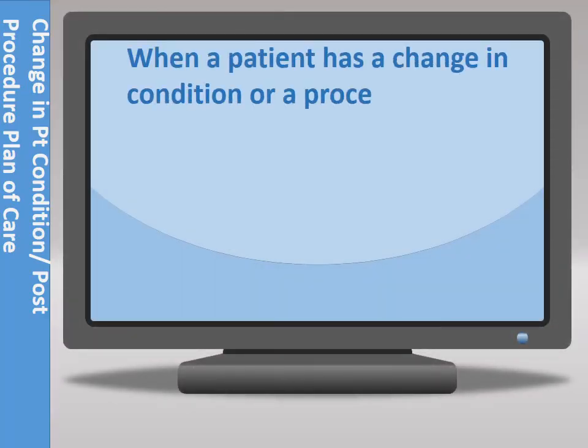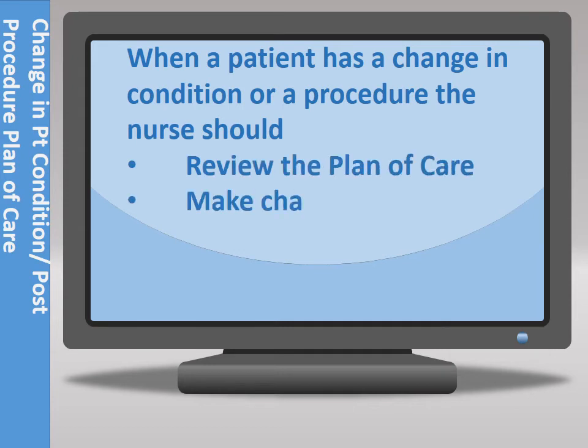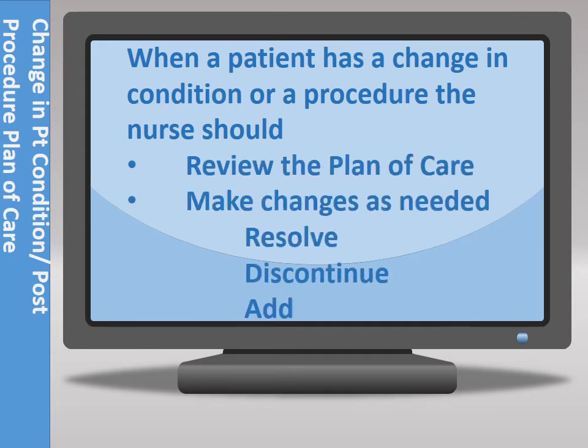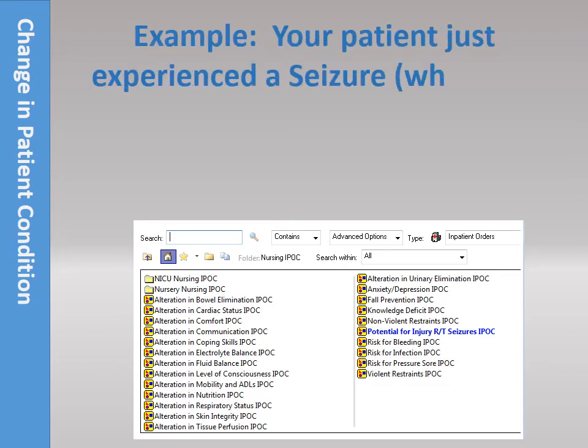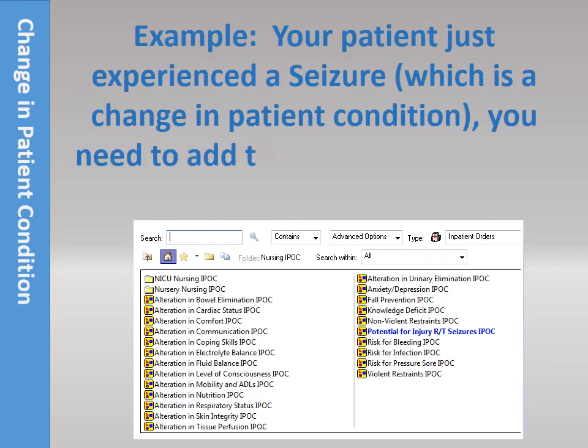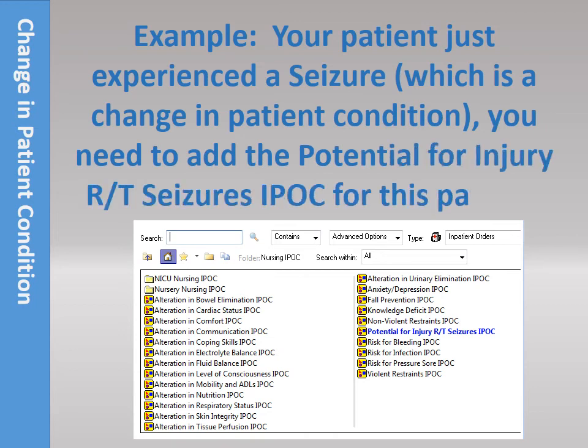When a patient has a change in condition or a procedure, the nurse should review the plan of care, make changes as needed, resolve anything that can be resolved, discontinue those plans of care as no longer needed, and add any additional ones needed for the patient. Example: your patient just experienced a seizure, which is a change in patient condition, so you need to add the potential for injury related to seizure IPOC for this patient.